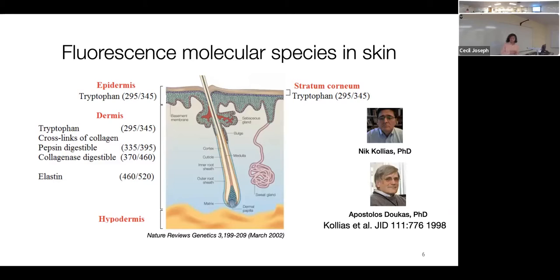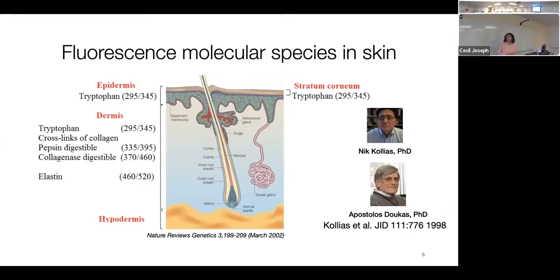And the skin happens to have molecules which fluoresce. These two Greeks, Nikolaos Kollias and Apostolos Doukas, mapped them out based on a bunch of experiments. If you're interested, you can read the paper in the Journal of Investigative Dermatology. The bottom line is that they realized that the epidermis is a source of fluorescence. When you shine light at 295 nanometers, you get back light at 345 nanometers, and that fluorescence is ascribed to tryptophan.